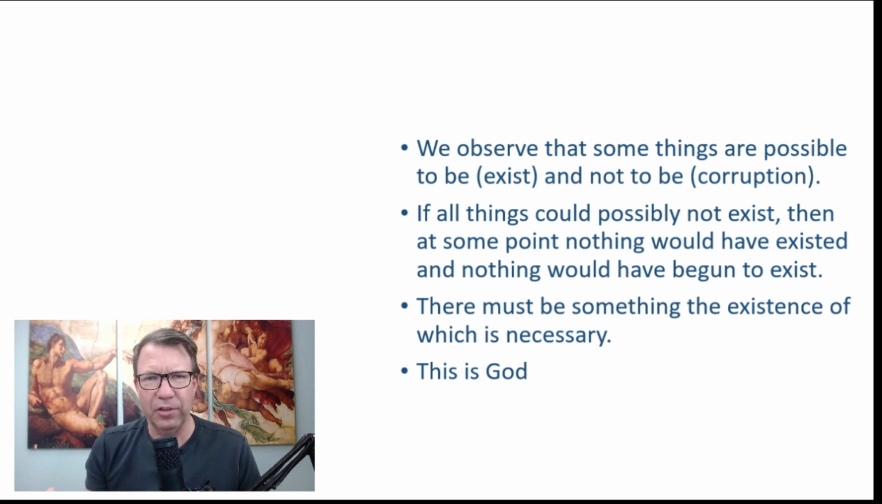So then he says, if all things could possibly not exist, then at some point nothing would have existed and nothing would have begun to exist, and therefore, well, there would have been nothing. But then we look around and we say, well, there is something. There's all these creatures. So Thomas says that means that there has to be something necessary, something that created these that is not just possible but is necessary. And surprise, surprise, he says this is God.